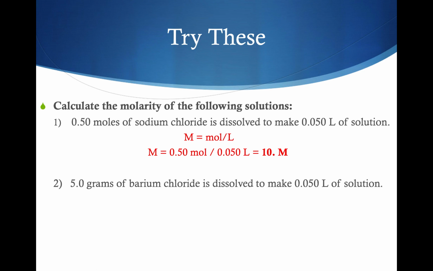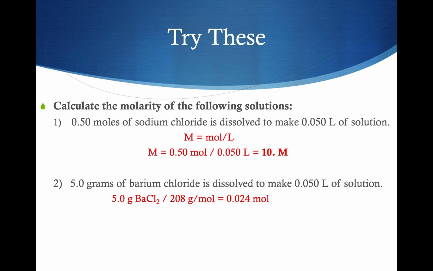Here's another example. In this example, we're asked to calculate the molarity of a solution where 5 grams of barium chloride is dissolved in 0.050 liters of solution. Notice in this case, we're not given moles. We're given grams of solute instead. So our first step needs to be to convert our grams of barium chloride into moles of barium chloride.